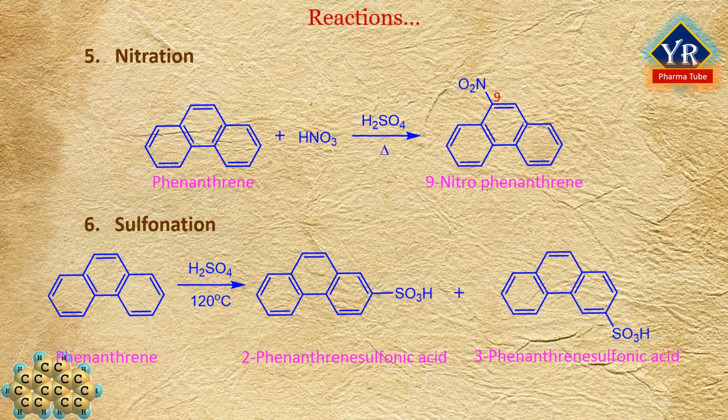Sulfonation. Phenanthrene reacts with concentrated sulfuric acid at 120 degrees centigrade to give a mixture of 2-phenanthrene sulfonic acid and 3-phenanthrene sulfonic acid. Notice that, like anthracene, substitution does not occur at C9.